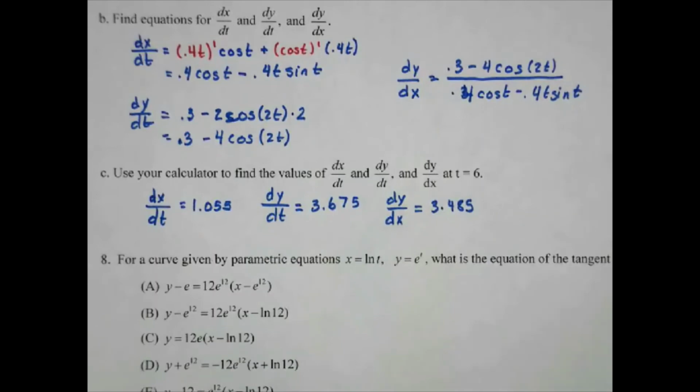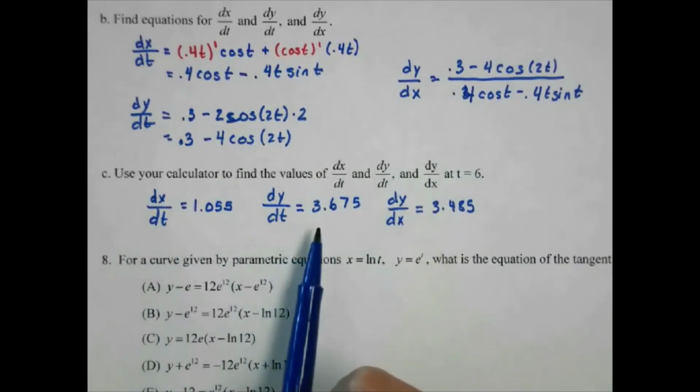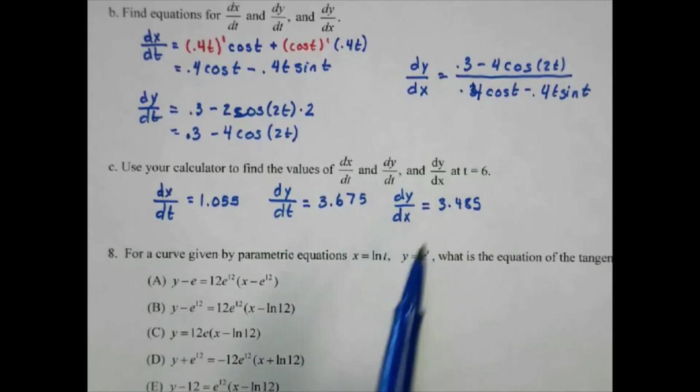Okay, so those again, 1.055, 3.675, and 3.485.